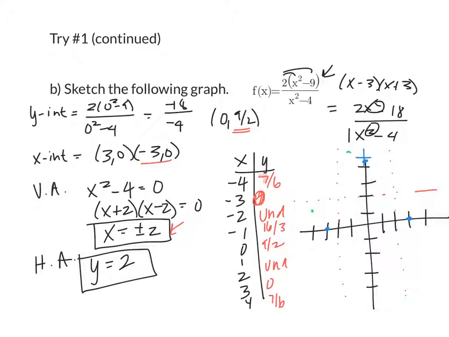We have 0, 9/2. 1 is not undefined, sorry, I forgot to write that. It's 16/3. So again, symmetric to what I just plotted. 2 is undefined, 3 is 0, we already have it plotted, and 4 is 7/6, again that's 1 and 1/6, so that's about here. So the shape of our graph will be similar to this. And again, we can double check on our calculator.